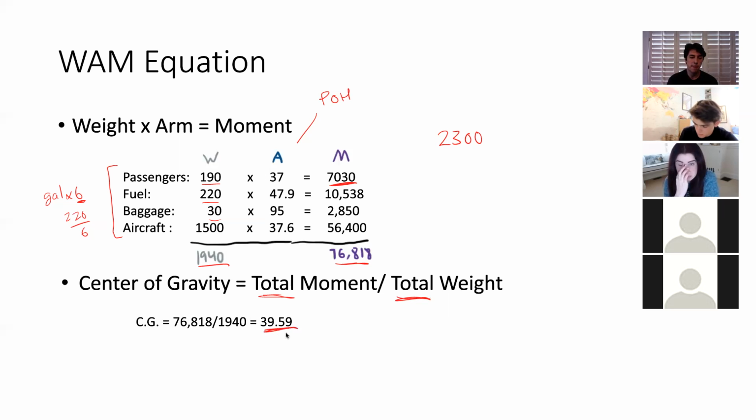It's going to give us 39.59 inches aft of the datum. If you remember, before we have this datum line, and we remember aft is going to be positive. So this is a positive number, and our center of gravity is going to be somewhere over here. If it were negative, it would be forward of the datum. Does that make sense to everyone?